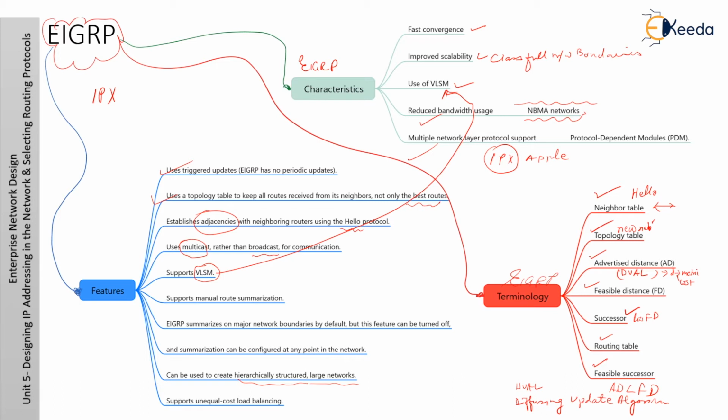So EIGRP is Cisco's proprietary protocol that can pass protocol information only with licensed devices. So this EIGRP, this is Cisco's protocol. Okay, you must remember this. It is a proprietary protocol and it can be used with licensed devices only.